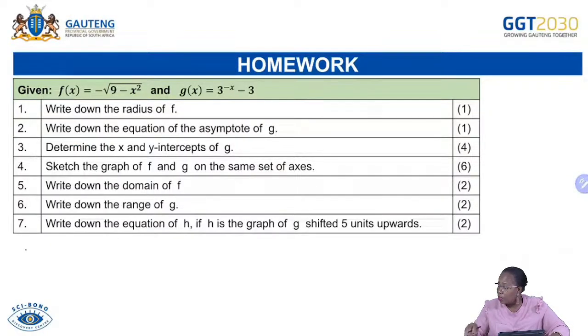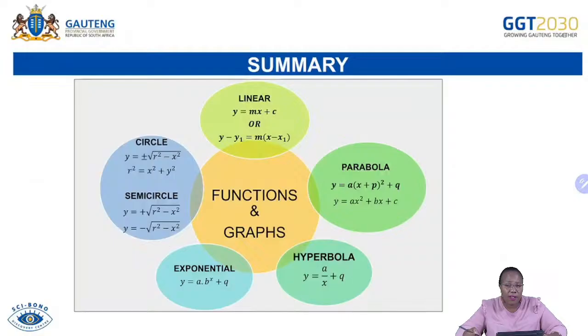And then now, grade 12, this is your homework. You can go through this homework at your own time, at your own pace. And then please ensure that you answer all questions up to number 7. That is everything that you have done today. And this is the summary of your functions and graphs. You must know your linear, your parabola, your hyperbola, your exponential, your circle, and the semicircle. And these are the prescribed graphs for you, grade 12.